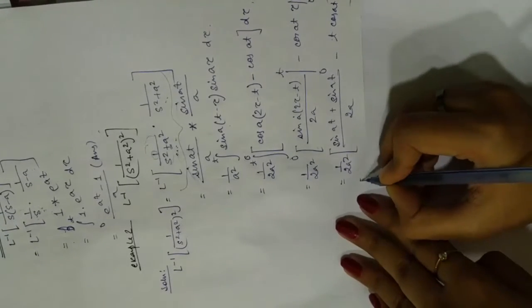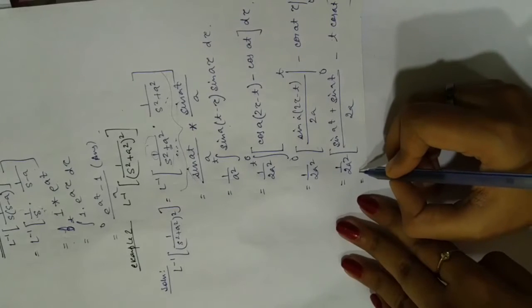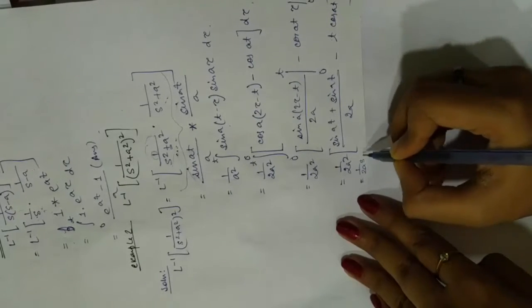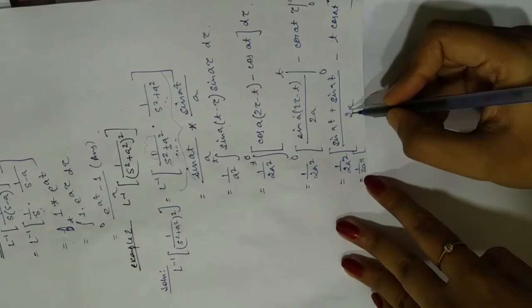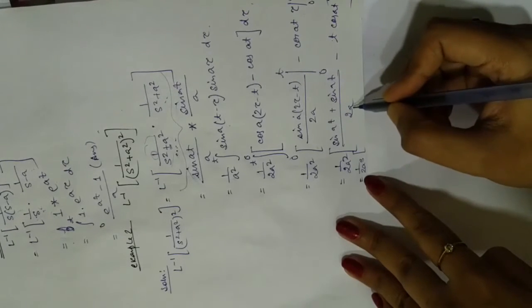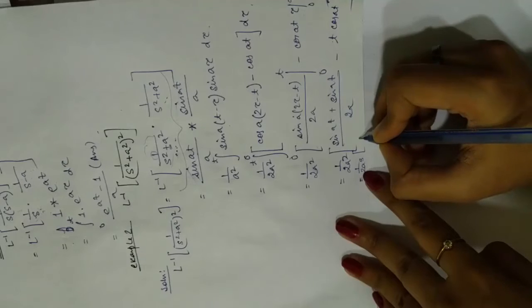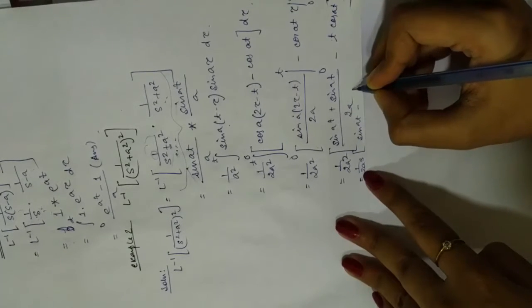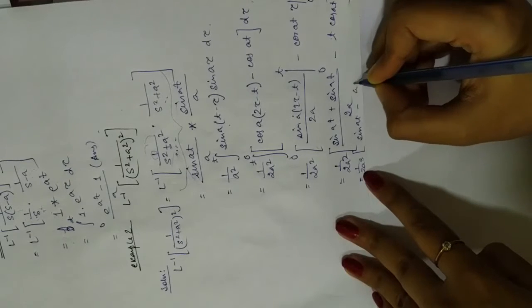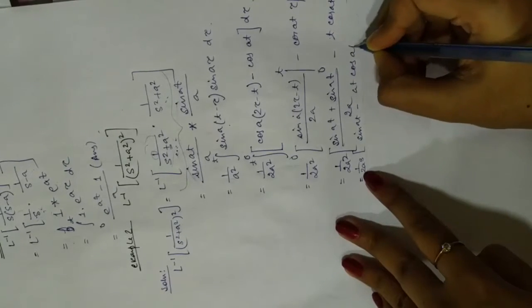Okay, so the last I'm writing over here only 1 by 2a cube if you want to give it a proper shape. These two cancel, a comes out, and it becomes sine at minus a t cos at, right? Answer.